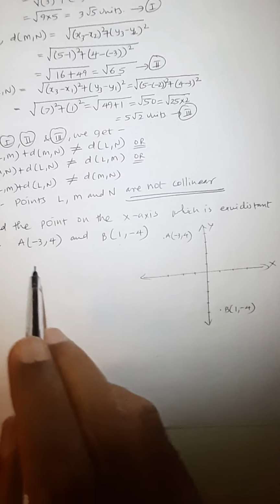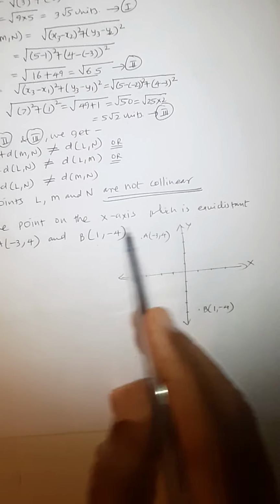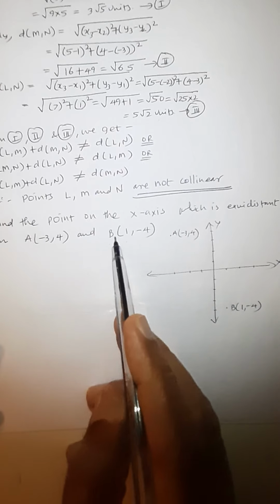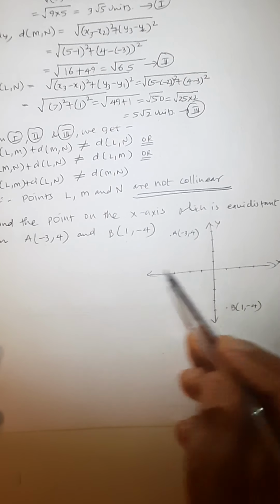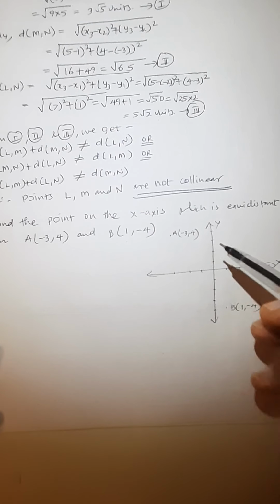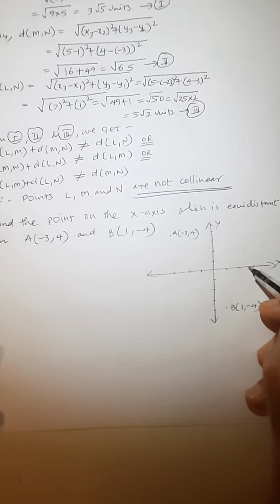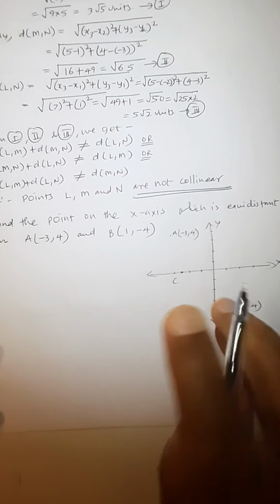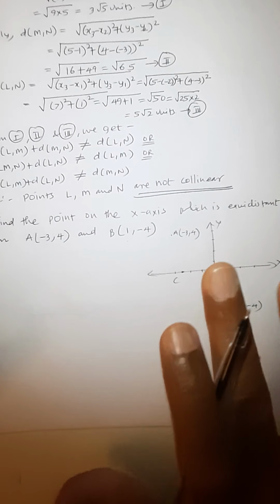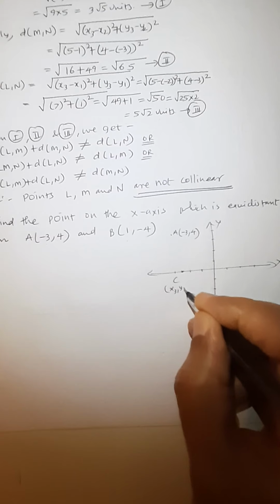Now see the question: find the point on the x-axis which is equidistant from A (-3, 4) and B (1, -4). So on the x-axis there is a point which is equidistant from A and B. Say that point is point C. We can take any point C. I don't know the coordinates, I have just approximately taken point C, and let us take the coordinates of point C as (x3, y3).